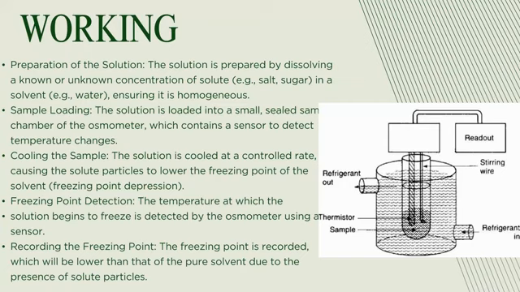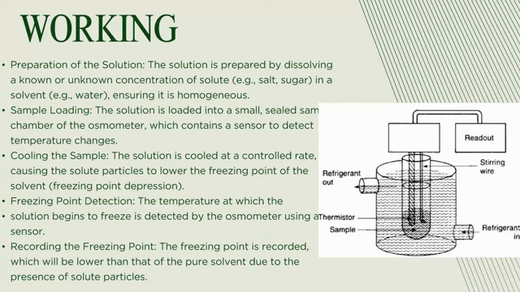This is the point where the solvent starts freezing and the remaining solution becomes more concentrated with solute particles. The osmometer uses a sensor, typically a thermistor or a similar device, to detect the exact temperature at which the freezing starts. The sensor continuously monitors the temperature of the sample during the freezing process. The freezing point of the solution is recorded by the osmometer. It is the temperature at which the first signs of freezing are detected.